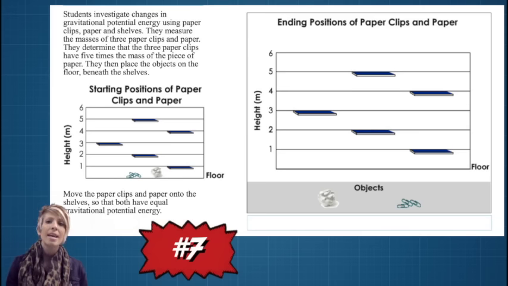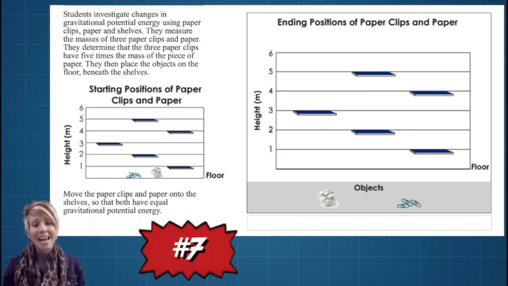So what you're looking for is how do I get the paper clips, which have 5 times as much mass, to have the same amount of gravitational potential energy as a piece of paper? Well, if you remember back to when we did physics, gravitational potential energy depends on the mass of the object and the height that it is. It also depends on the force of gravity, but since gravity on Earth is what's interacting on both of those, we really just need to pay attention to the mass and the height. So think about it. If it has 5 times as much mass, then what should the height be in order to equal something that is 5 times less mass? Figure out where you think the paper and the paper clips should go and draw your arrows.